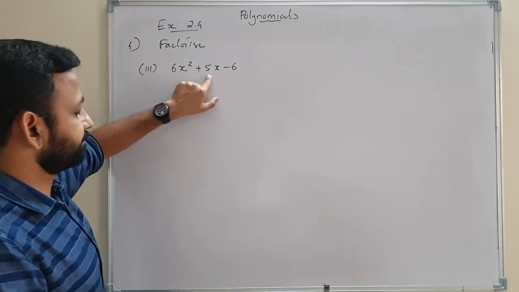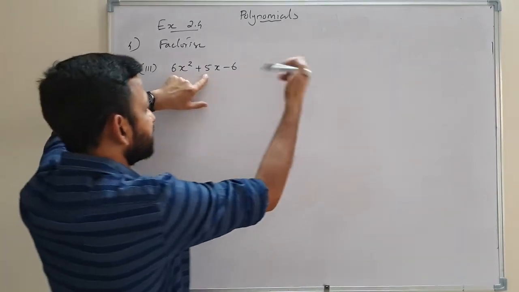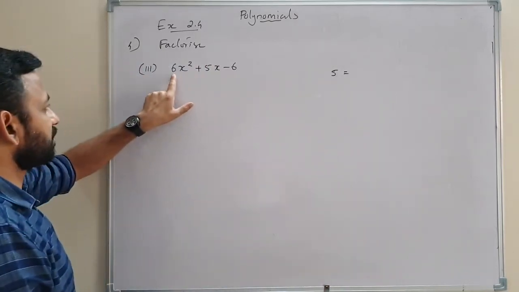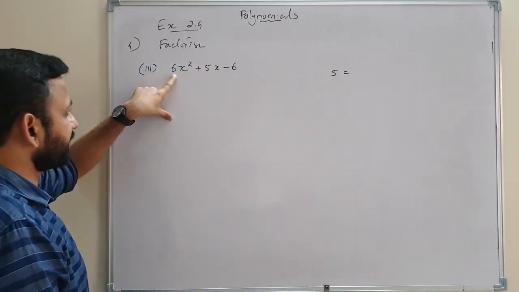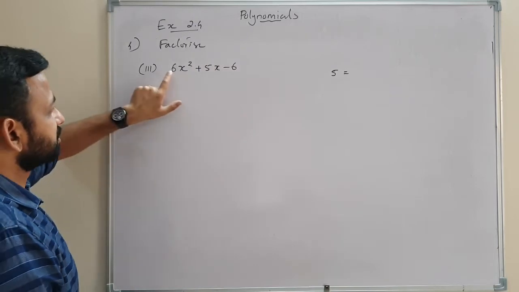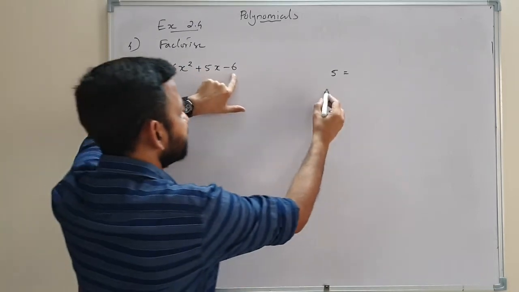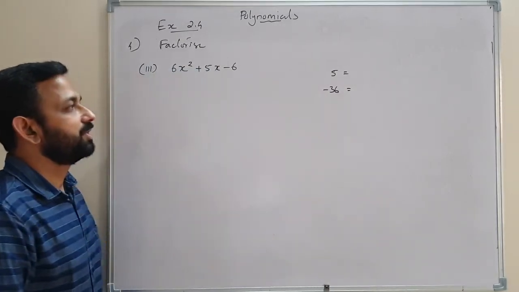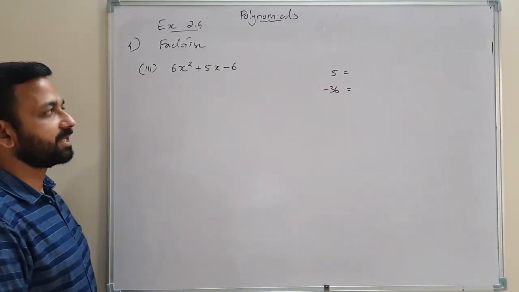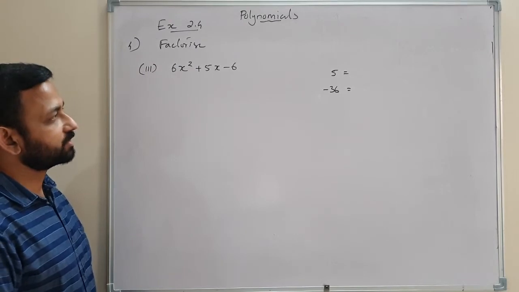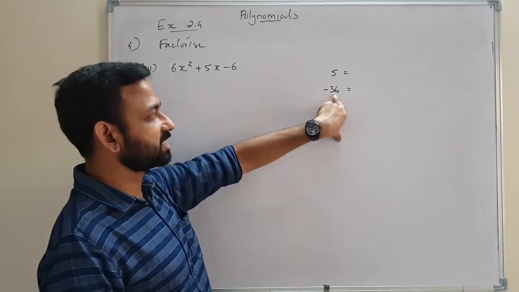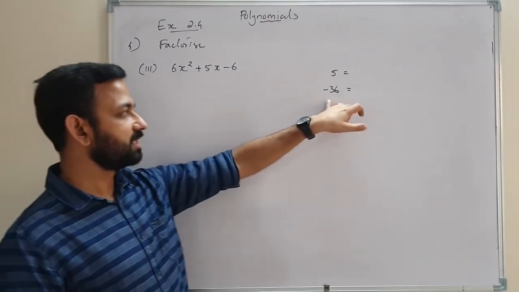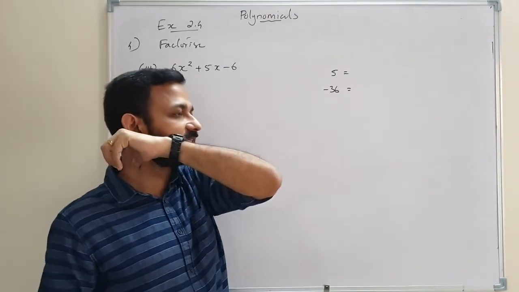The middle term, the coefficient of x, is 5. Then the product of the coefficient of x square and the last term: 6 into minus 6, that is minus 36. Now we have to find two numbers whose product is equal to minus 36 and whose sum is equal to 5.